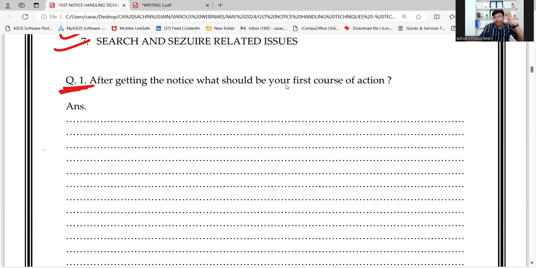Now, we'll discuss the techniques. As soon as I have received a love letter from the department, that is the notice, then what will be the first course of action for me? What should I do first?